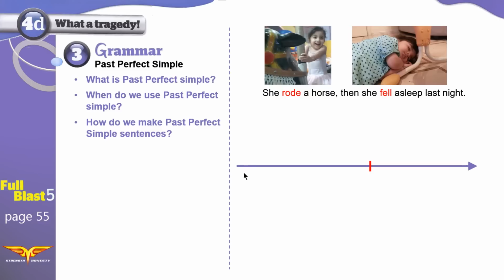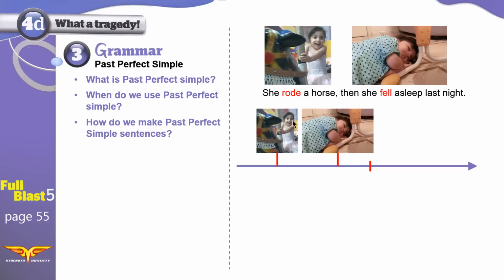Now, this is the timeline. We are right here, right now. This is now. This is where we are now. Here is the future on the right side. On the left side is the past. Things that happened yesterday and last night, last year. The girl rode a horse in the past. When did she fall asleep? Also in the past. Did it happen before riding the horse or after? After she rode a horse, she fell asleep.